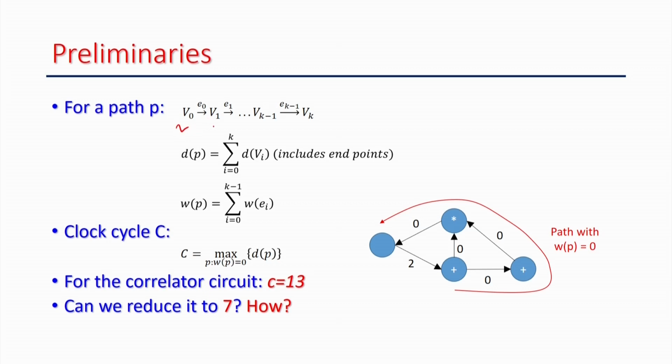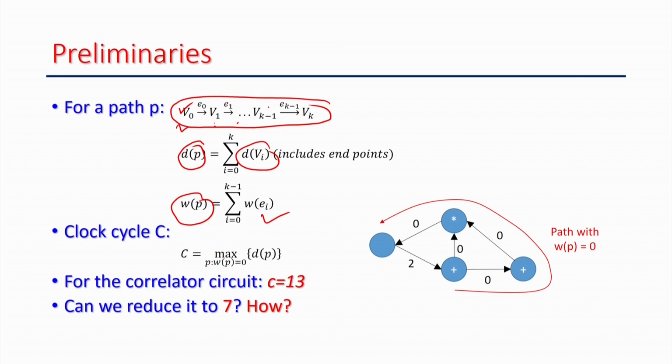So, V0, E0, V1, E1, V2, up to Vk. There may be a path from V0, there is an edge to V1, V1 has an edge to V2, and so on, finally to Vk. So, these are the edges. Now, if we take a path, we can calculate the summation of the delay of that path. This is the summation of the delay of the nodes in this path. Similarly, we can find out the weight. Weight is the weight of the edges, E0 to Ek minus 1, all the weights of the edges. That will be the summation of the weight of that path.